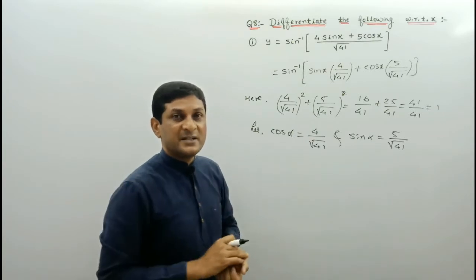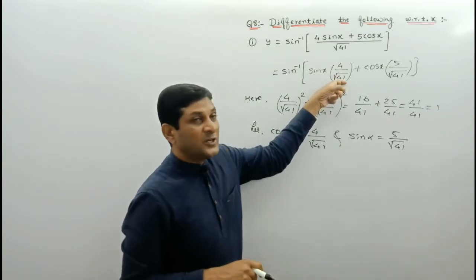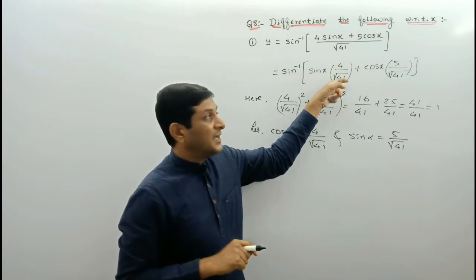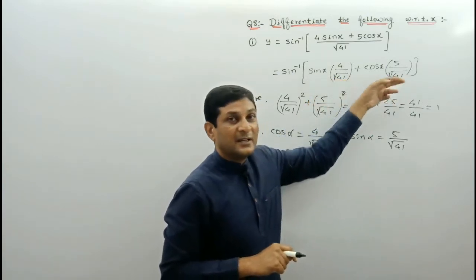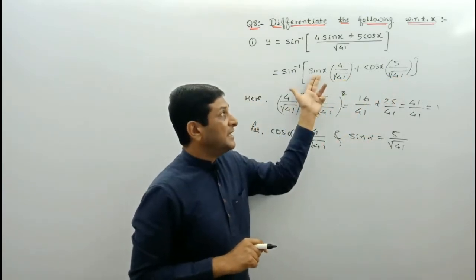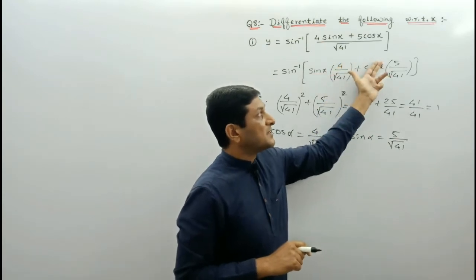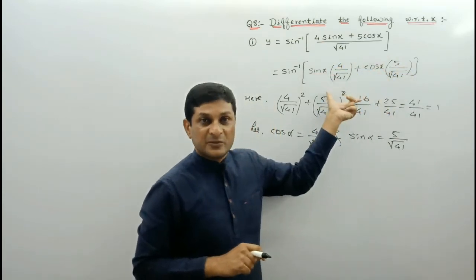And to convert it in terms of sine, this term should be cos. Why should this term be cos? If this is cos then this will be sin, so in which form will the expression come? sin a into cos b plus cos a into sin b is sin(a+b), isn't it?